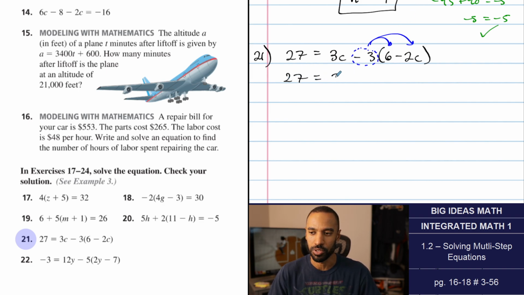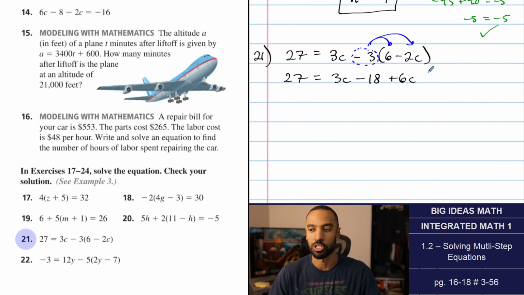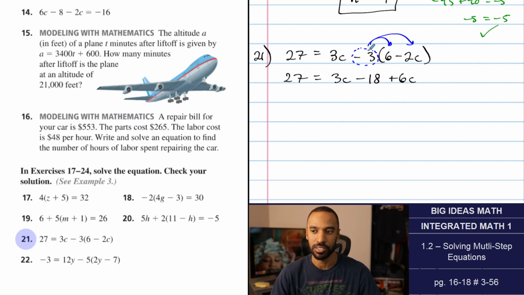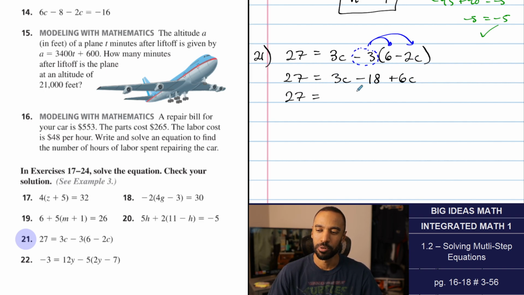So 27 equals 3c. Negative 3 times 6 is negative 18. Negative 3 times negative 2c is positive 6c. If there's a mistake to be made, it will be there. A lot of people will write minus 6c because they'll say minus 3 times 6, minus 18, 3 times negative 2c, minus 6c. Nope. All right. Anyway, let's proceed with the problem.